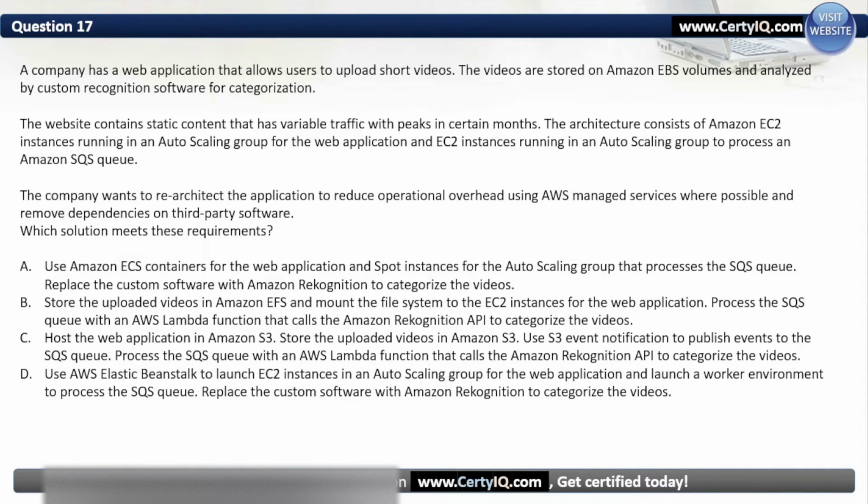The correct option is C. Host the web application in Amazon S3. Store the uploaded videos in Amazon S3. Use S3 event notification to publish events to the SQS queue. Process the SQS queue with an AWS Lambda function that calls the Amazon Rekognition API to categorize the videos.